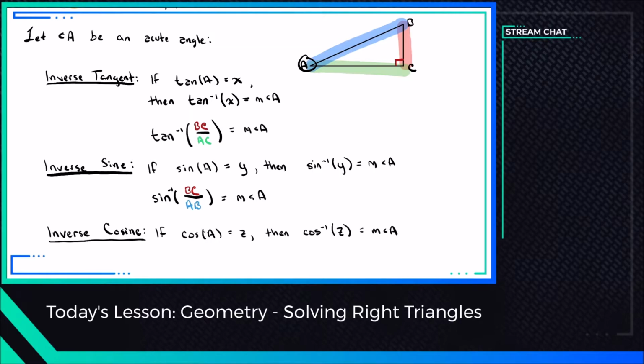And so the cosine inverse, and remember now, cosine's adjacent over hypotenuse, so our adjacent is going to be that green leg, AC, divided by our hypotenuse, which is going to be that blue leg, AB. And if we divide those two, plug it into an inverse cosine on a calculator, you will get that that is equal to the measurement of angle A.